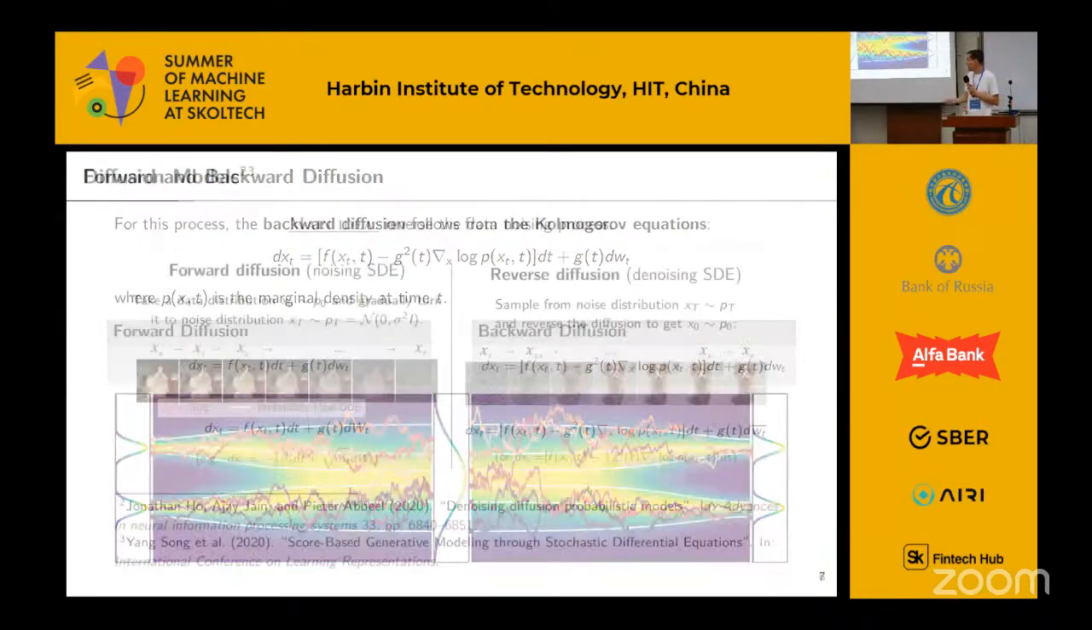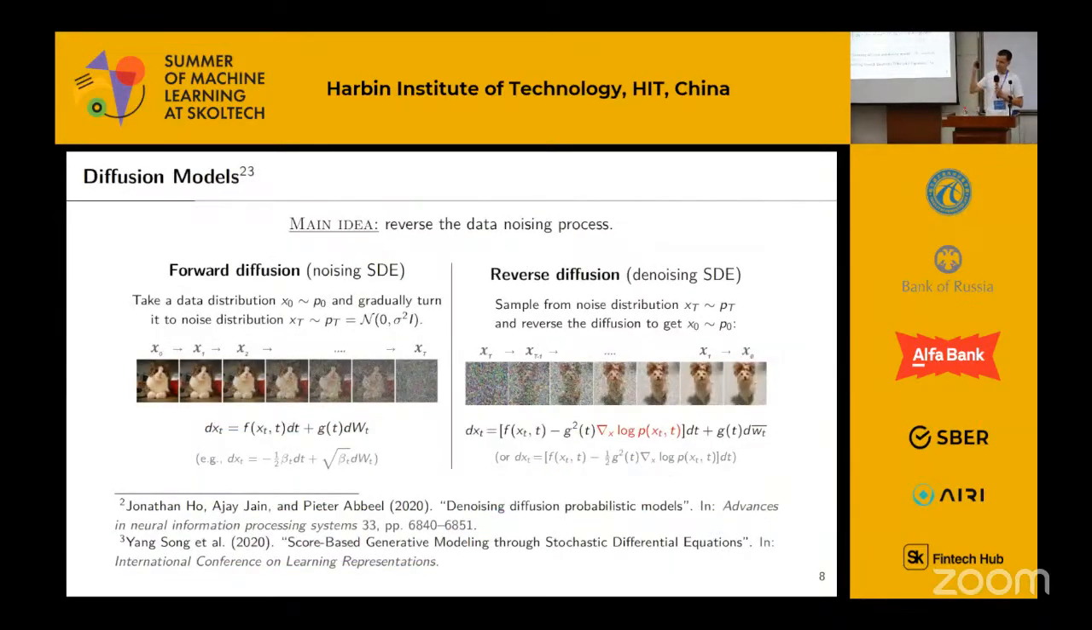And why are such backward diffusions important in modern generative modeling? Because these forward and backward relations, these Kolmogorov equations, essentially lie at the heart of modern generative models based on diffusions.